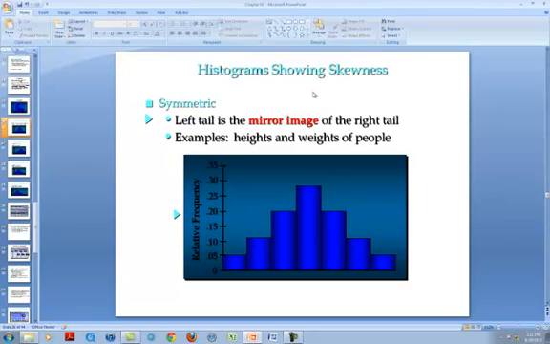There are several types of histograms. Some are symmetric. Consider this. The right-hand side is the mirror of the left-hand side. That means that the percent of people above the middle is almost exactly equal to the percent of people with values below the middle. This is the case, for instance, with heights and weights.